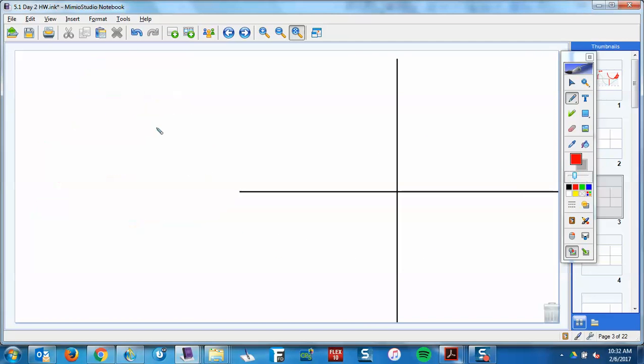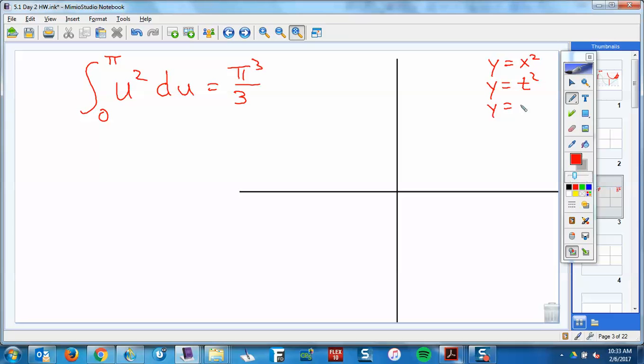Use the fact that the definite integral from 0 to pi of u squared du equals pi cubed over 3. Okay, now, what's the graph of y equals x squared look like? What's y equals t squared look like? What's y equals u squared look like? Y equals z squared. It doesn't matter, right? X, Y, Z, it doesn't matter, right?